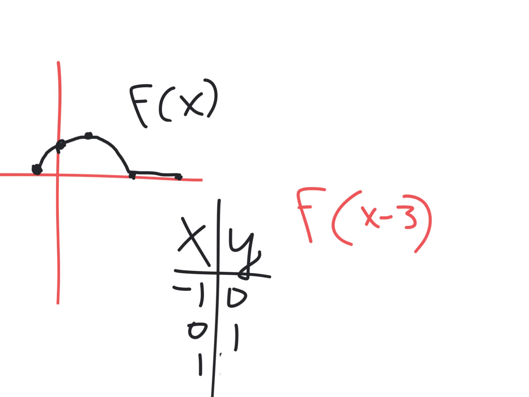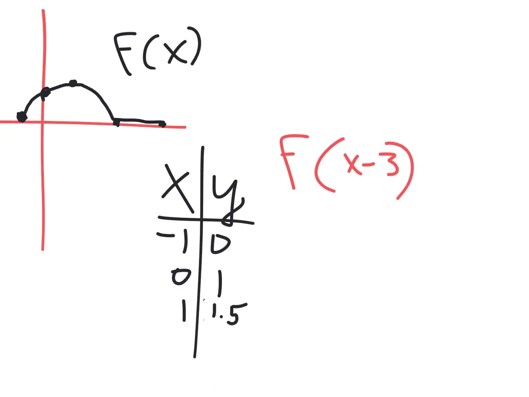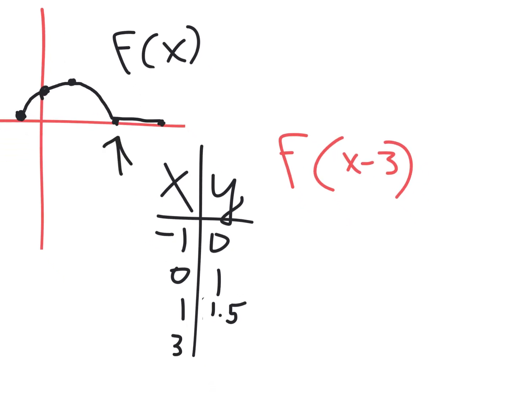I think most kids like decimals better. 1 comma 1.5. And this one's going to be 3 comma 0 right there. And then the last one will be 5 comma 0. Those are the parent points.